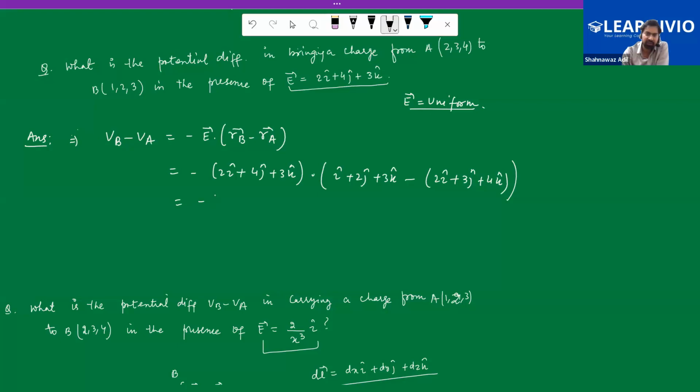If we solve this, i minus 2i is minus i, 2j minus 3j is minus j, and 3k minus 4k is minus k. Then we can take minus 1 out, and minus minus would be positive. So that would be 2 into 1, plus 4 into 1, plus 3 into 1, so that is 9 volts. So this is the potential difference.